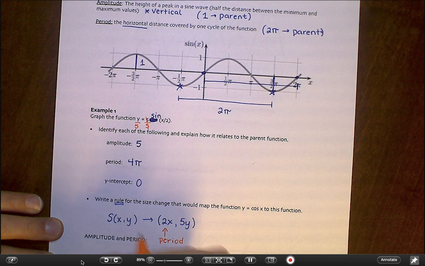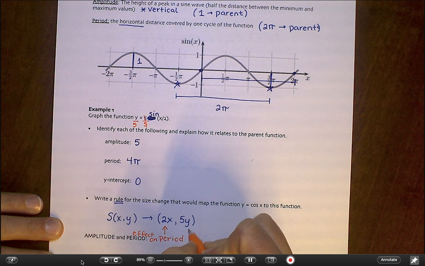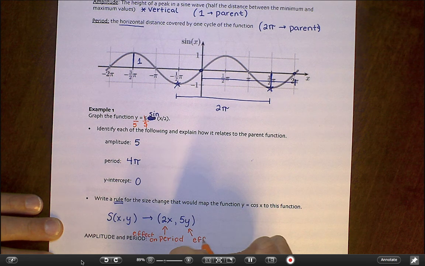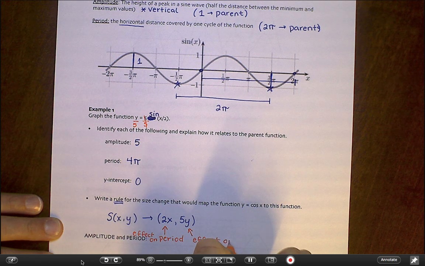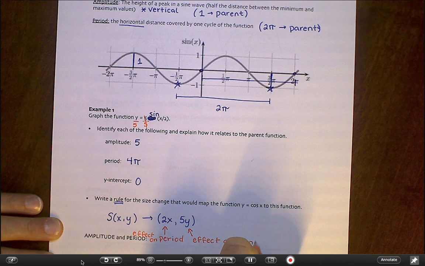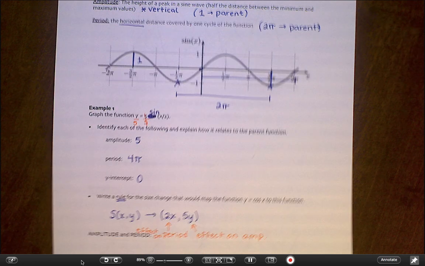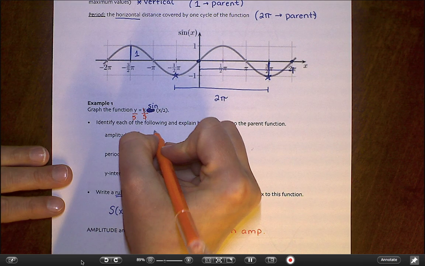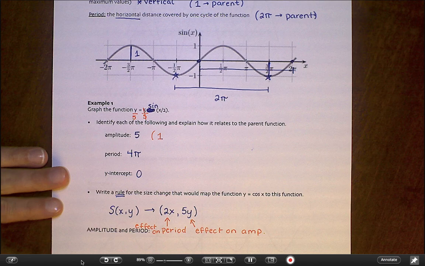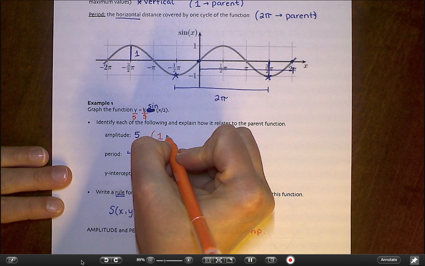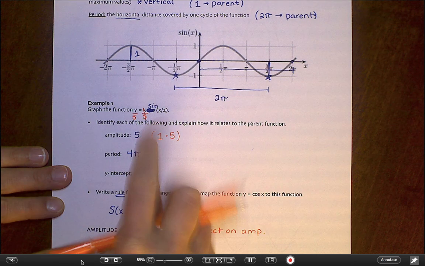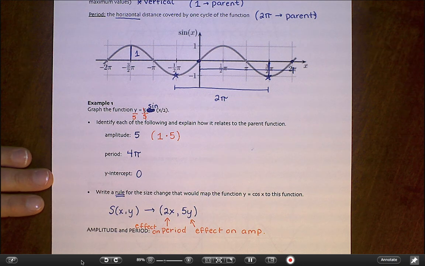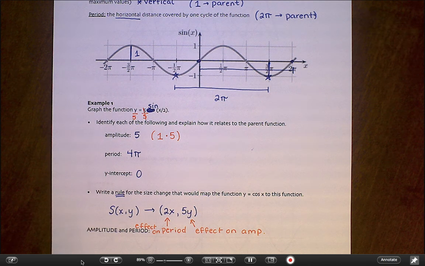And I guess I should not just say that. I should say the effect on the period. And this is telling you the effect on the amplitude. Okay. So think about our nice parent function that we started with. Our original parent function has an amplitude of 1. And then we applied this to it so that amplitude of 1 got multiplied by 5. And that's where we got an amplitude of 5 from. That one seems pretty self-explanatory, right?